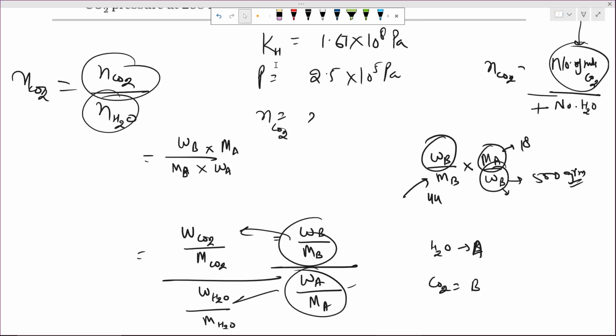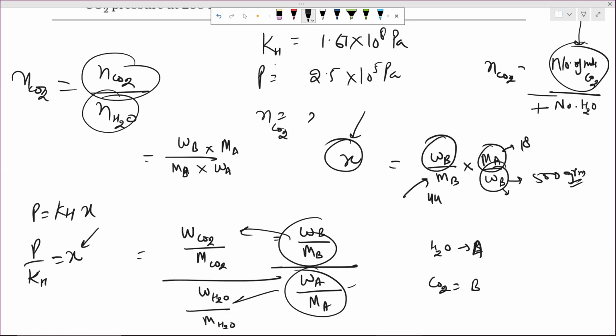For that, you have to find out the value of X. And how will you find out the value of X? Mole fraction of X. You know that P is equal to KH into X. So P upon KH is equal to X. So first find out the value of X and then equate it with this one. Please do it. Okay, sir.